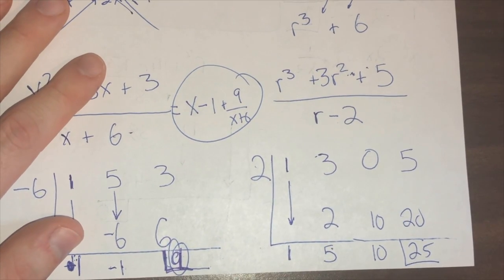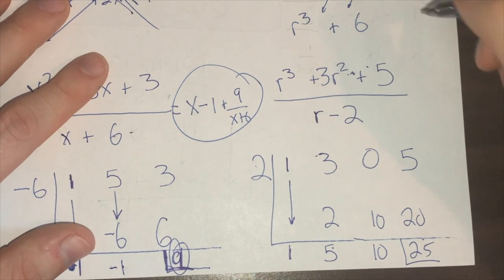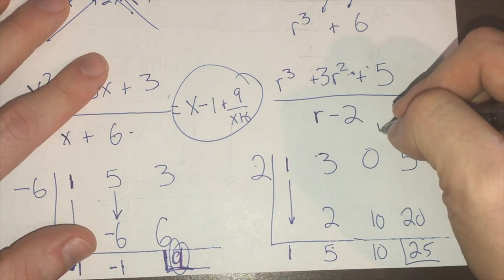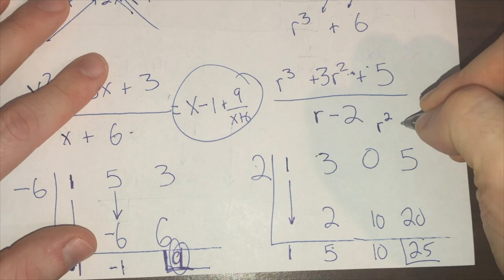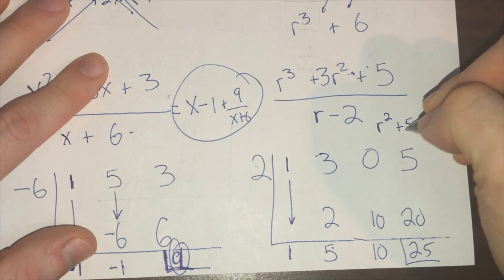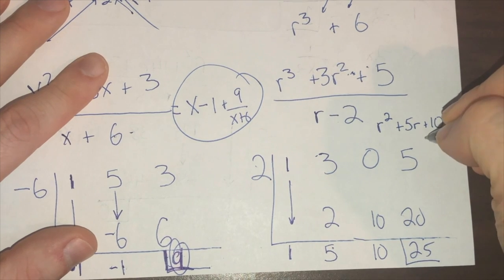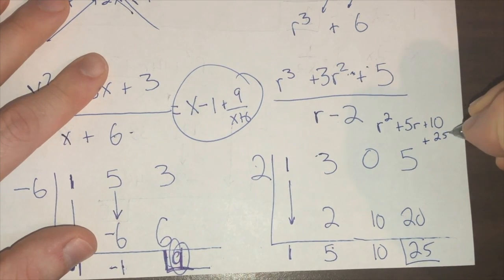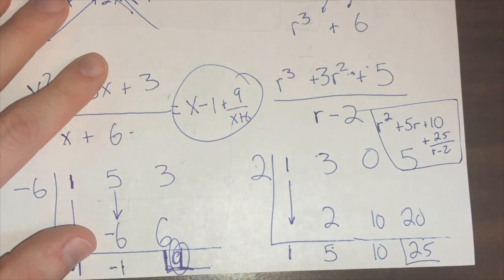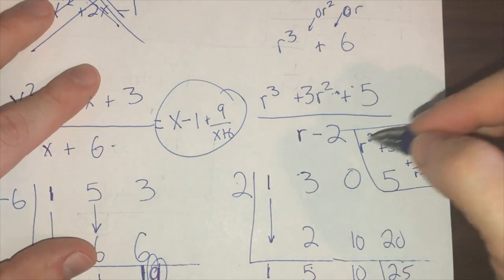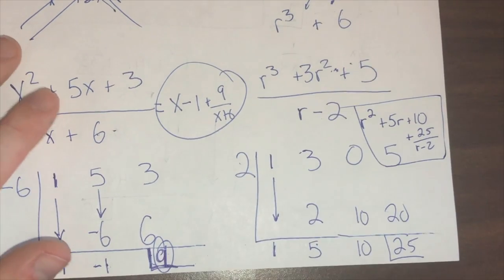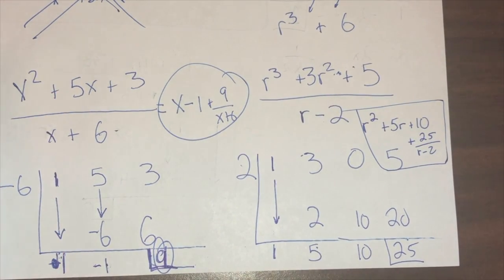So now to interpret, that means my final answer is r squared plus 5r plus 10, and then the remainder of 25 over r minus 2. That's going to be my final answer here. And again, all I'm doing is step-by-step synthetic division.